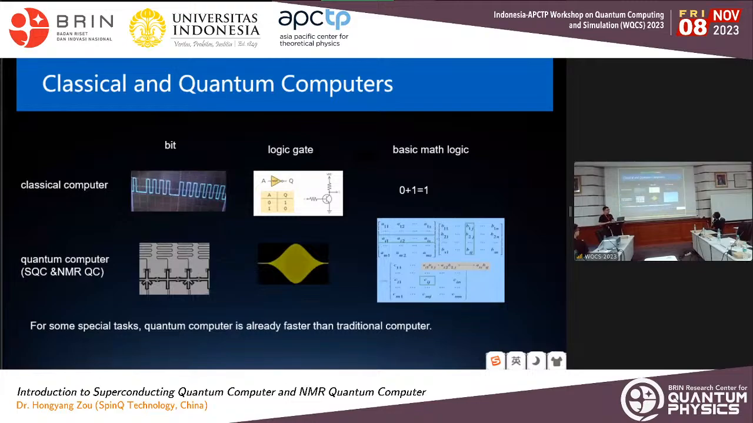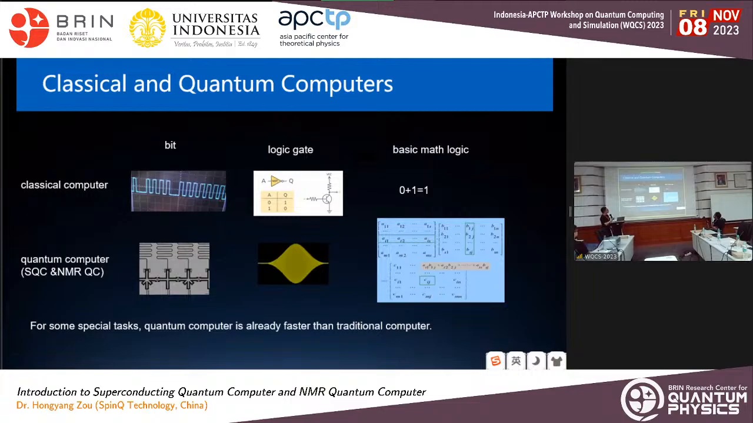Okay, let's do a comparison between the classical computer and the quantum computer. In a classical computer, the bit itself is the voltage here. The voltage is high and low, and the bit is moving around. And in a quantum computer, especially like the superconducting quantum computer and NMR system, the qubit itself is the hardware. For example, in the superconducting one, it is on the chip. It cannot be moved around.